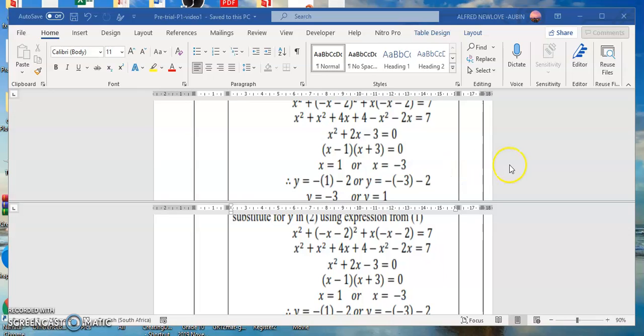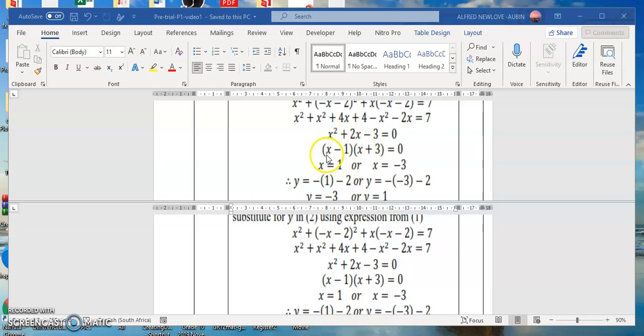Today, once again, we are continuing the simultaneous equation. If you have not watched the first video, I suggest you watch it. This is where we reached x squared plus 2x minus 3 is equal to 0. Then, I said there are two ways of answering this, using the factoring method or the quadratic formula. We are going to learn both.